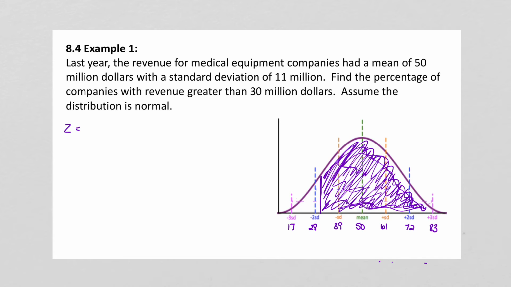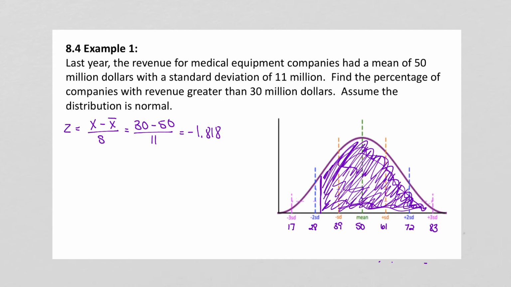So from our notes, our z-score is the data value minus the mean over the standard deviation. Our data value here is 30, the mean is 50, and the standard deviation is 11. That gives us negative 1.818. So we are 1.818 standard deviations below the mean. To find the percentage that's greater than that, the easiest way to do that is to use Excel.